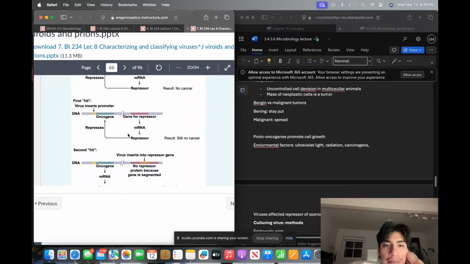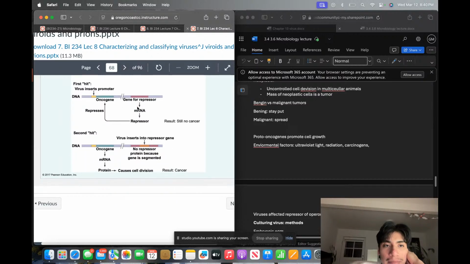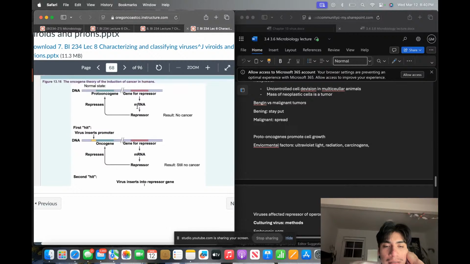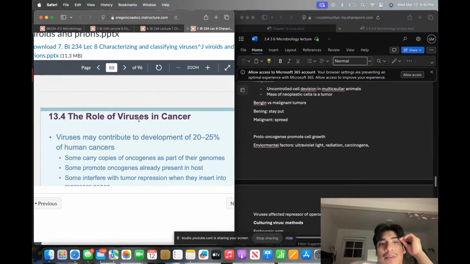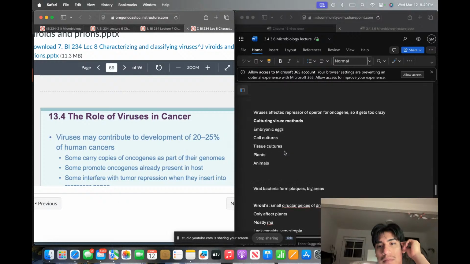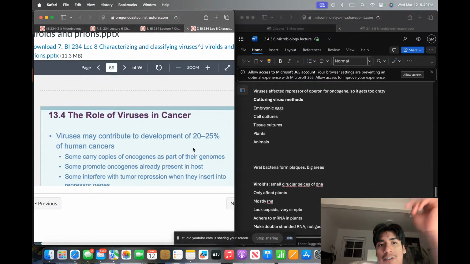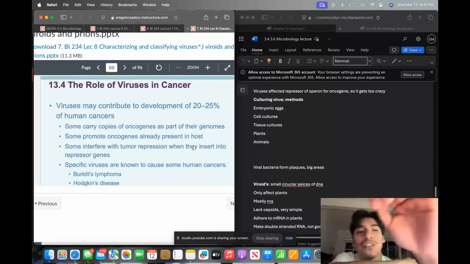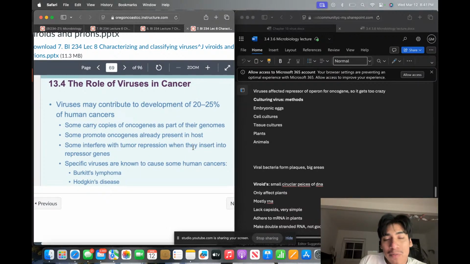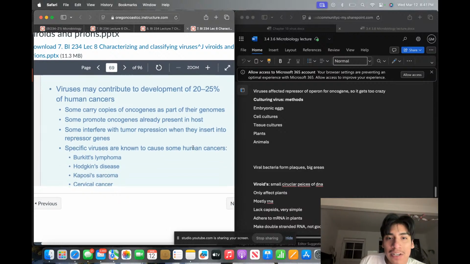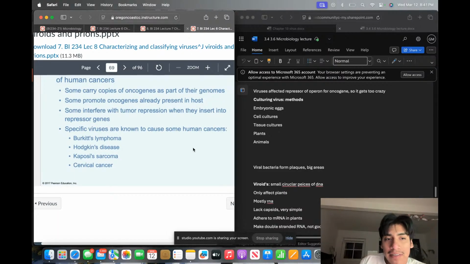So here's how, for example, it's showing: the virus inserts itself into the repressor gene. Exactly. It can't be repressed anymore, so it's just going to get crazy. Viruses may contribute to the development of 20 to 25% of human cancers. Wow. Some carry copies of oncogenes as part of their genomes. So that's not good. If they're carrying an oncogene, that means they're just going to insert it into a cell and make it divide even more. Some interfere with tumor suppression, so that's another way. And specific viruses are known to cause human cancers, like cervical cancer, and so on.